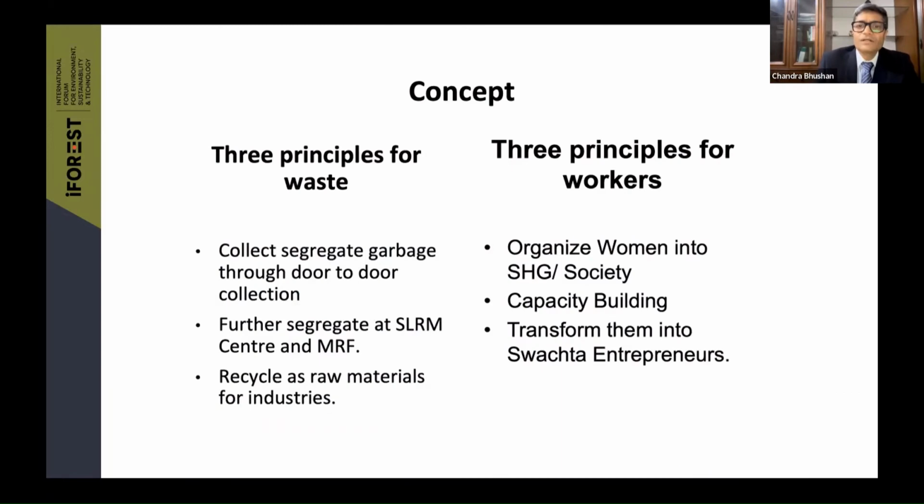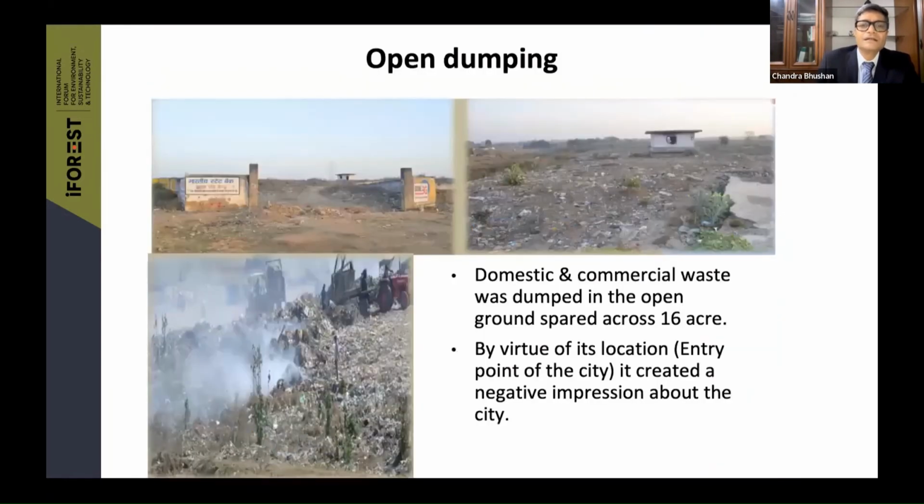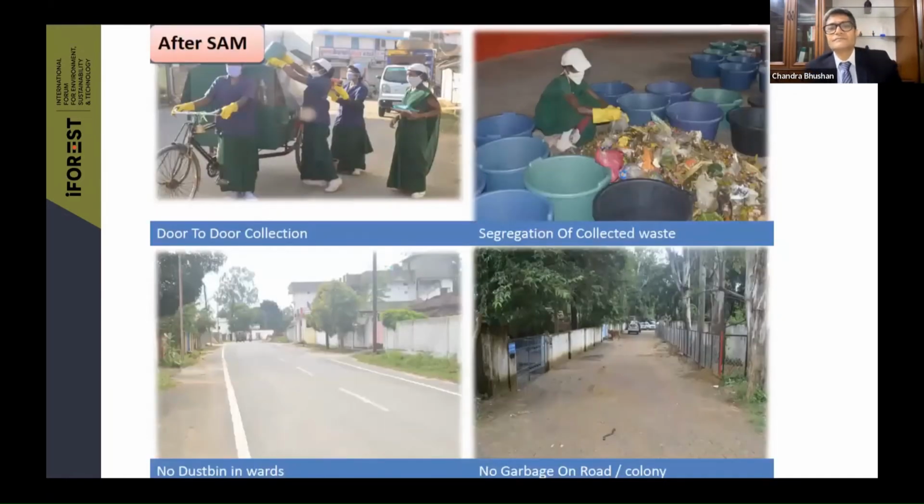This is what it used to look like, and this is what the city looks like now. As I told you, it's a clean, neat city with no garbage on road, no dustbin in wards. They do not have any dustbin where people can go and throw their waste. Each and every waste is collected at source by door-to-door collection system, so that people do not have the option of throwing waste on the road or into a community bin, which is a very, very bad practice. In fact, all of us should get rid of community bins.